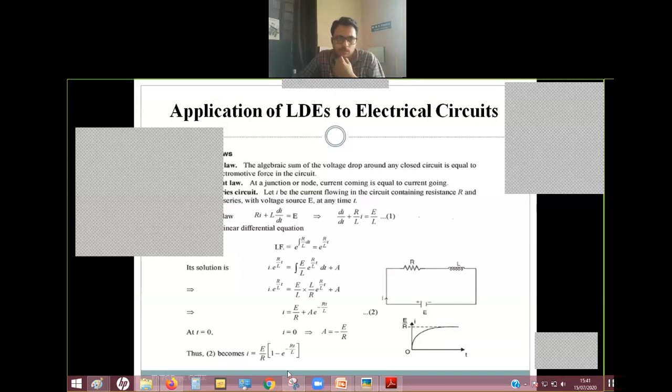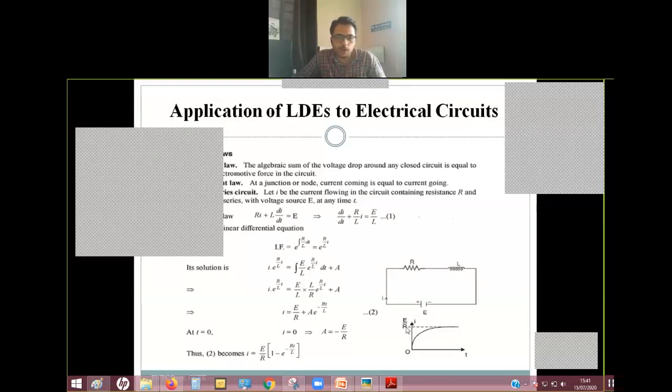So is there any doubt why the L term is not there? Why is only the E by R value there? Why not E by RL or EL by R? Is there any such kind of doubt in your mind? Why is the L term not there, only E by R? Why is the maximum limit decided by the E by R term, or we can say the resistor only?